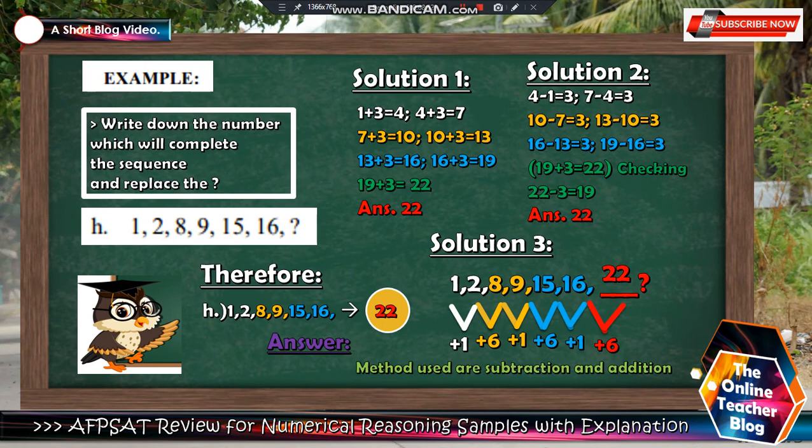For solution 2, you need to subtract: 2 minus 1 is 1, 8 minus 2 is 6, 9 minus 8 is 1, 15 minus 9 is 6, 16 minus 15 equals 1, 22 minus 16 equals 6. For checking, 16 plus 6 equals 22. So the answer is 22. For solution 3, you need to add plus 1, plus 6, plus 1, plus 6, plus 1, plus 6. The answer is still 22. So therefore, the answer for letter H is 22.